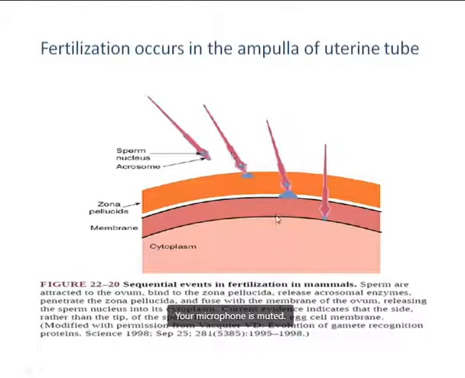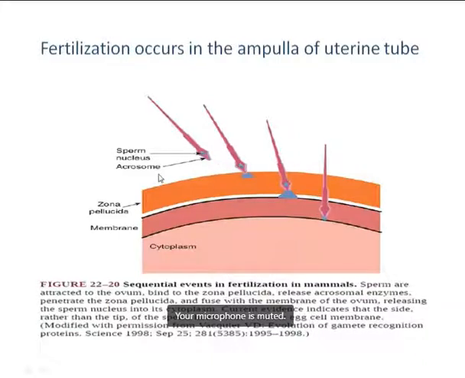When the capacitated sperm reaches the ovum, you can see the acrosome at the tip of the head. This acrosome consists of hydrolase enzymes. These enzymes will dissolve the remnant of the granulosa cells that are present.